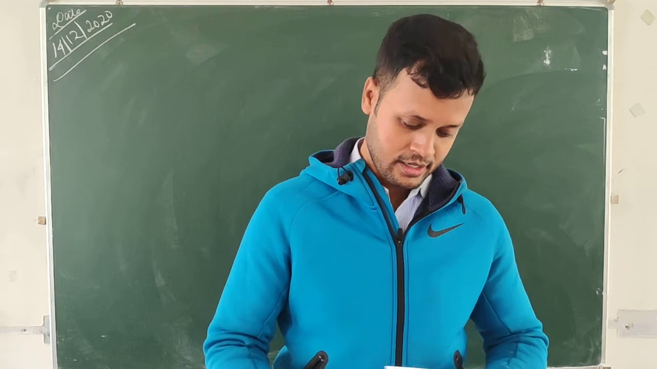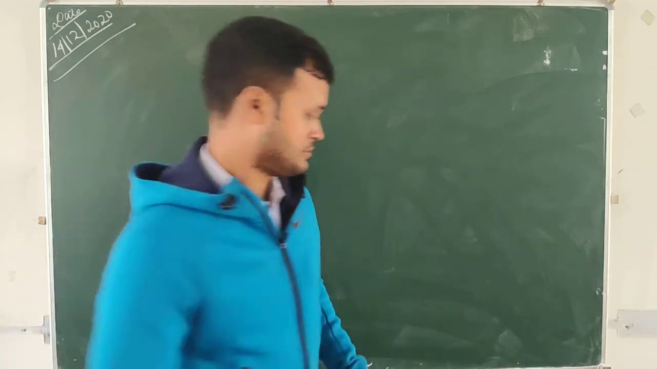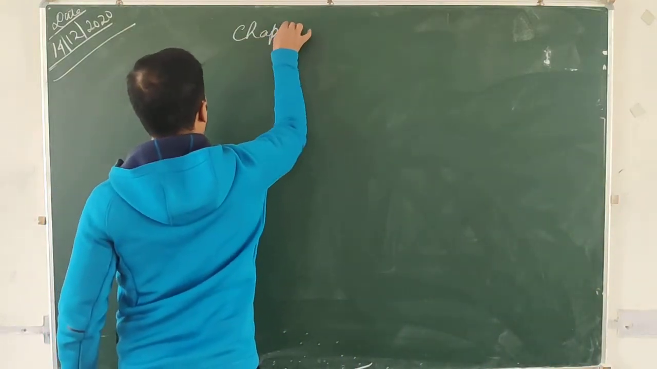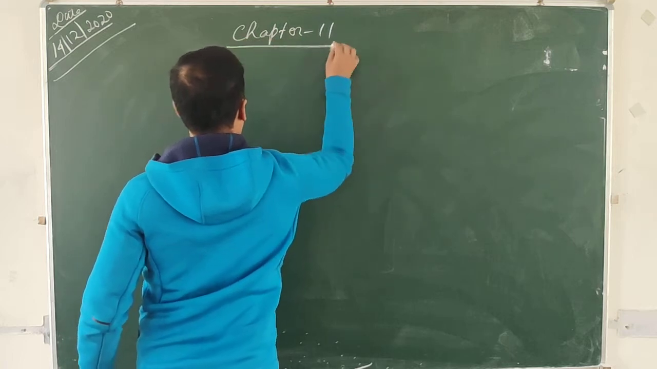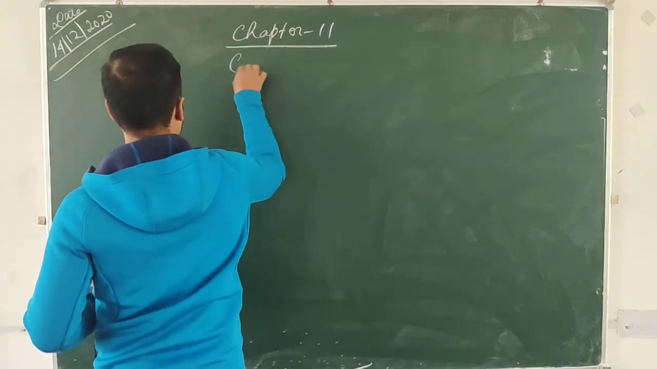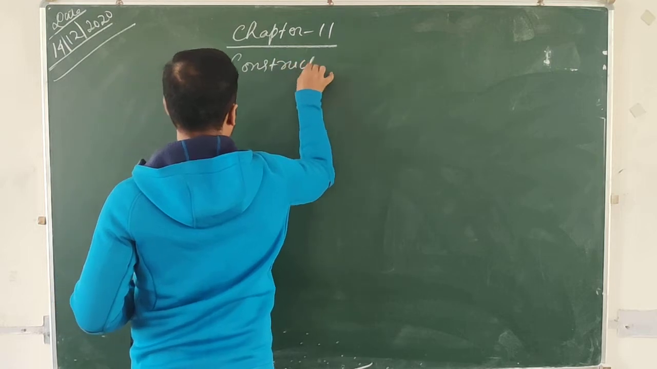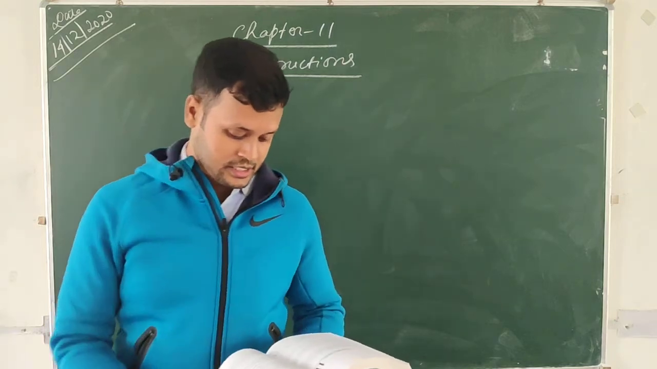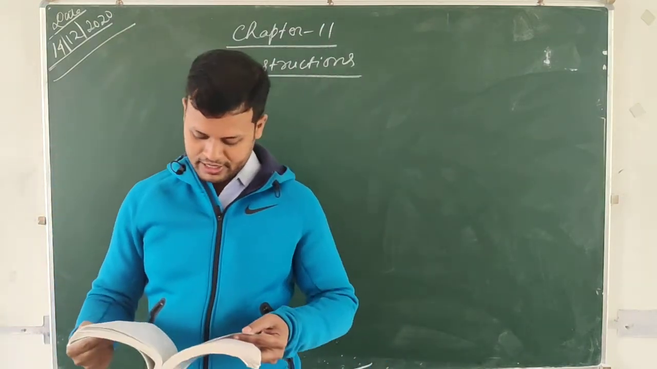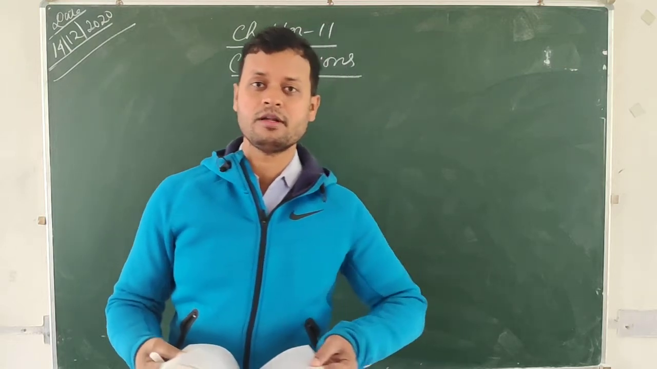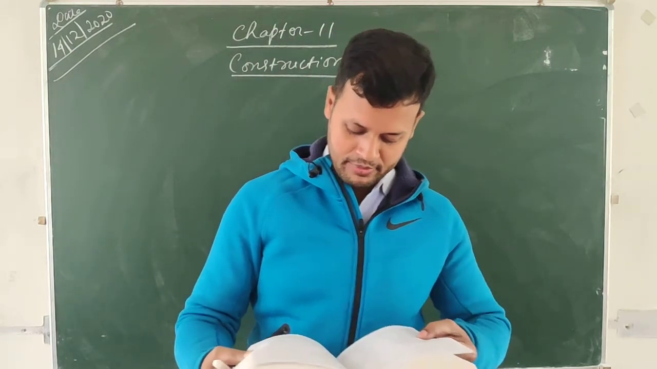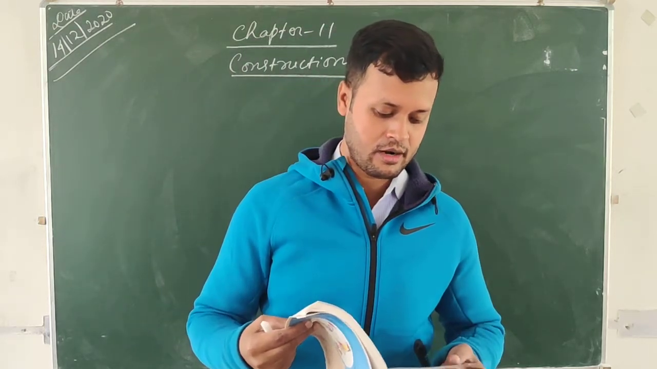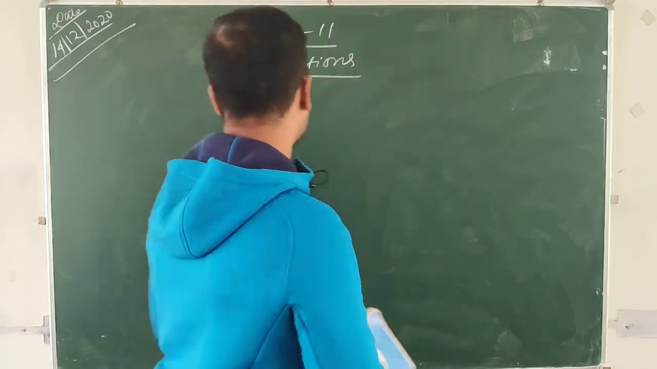So today we'll start Chapter 11, which is on construction. In construction 11.1, that is construction of similar triangles. It is not required for your annual board exams, but still we'll take two examples just to understand how these are drawn. We'll just try to learn how to draw. So let us see.